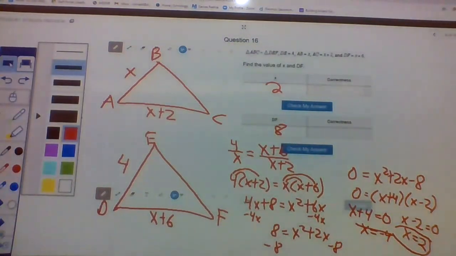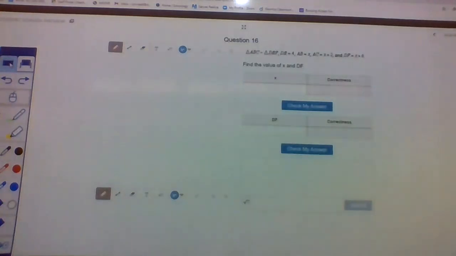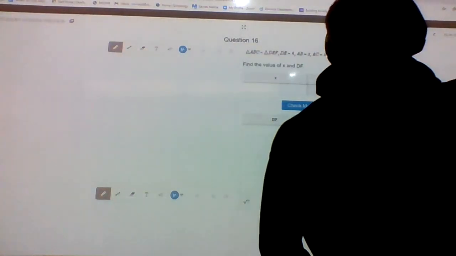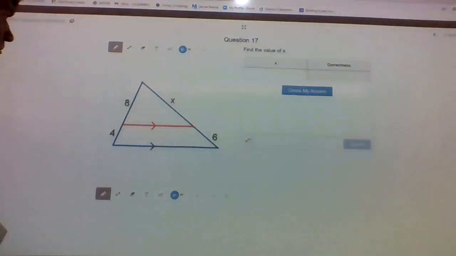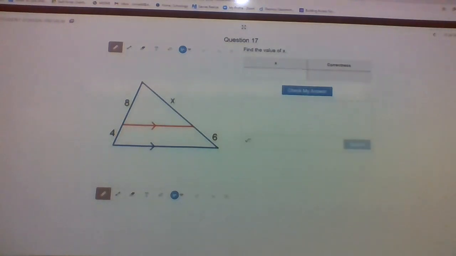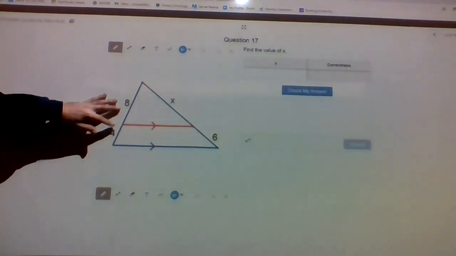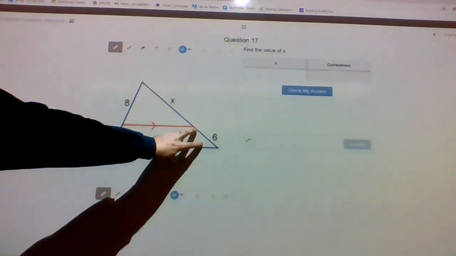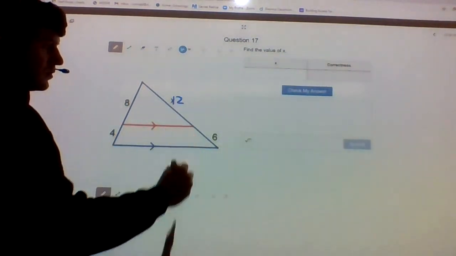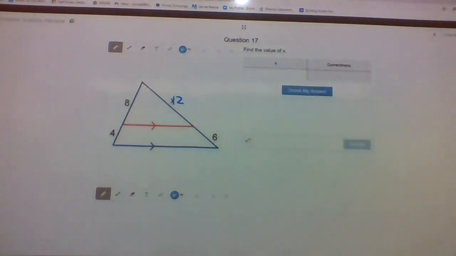I put several overlapping ones on here. So 17, 18, and 19 are all overlapping triangles. The best way to do this is to simply look at our ratios that we have. If this is 4 and we're doubling it to 8, this is going to be 6. We're doubling it to 12. So that's probably the easiest way.